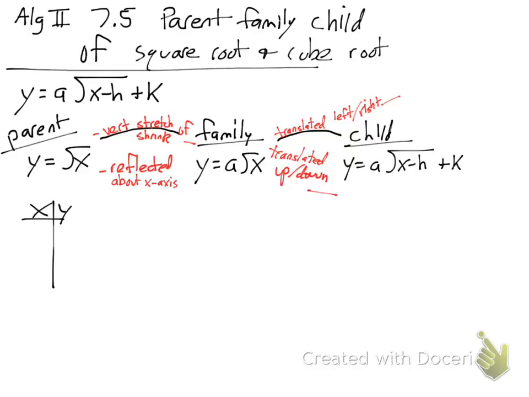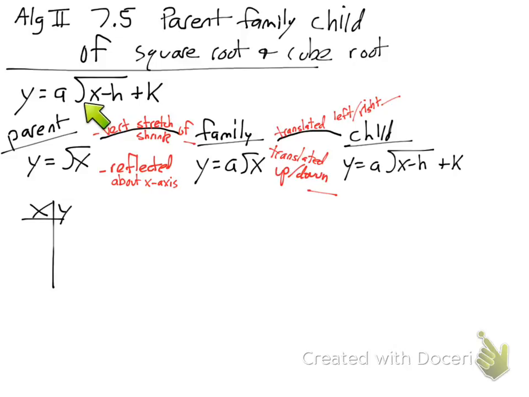Okay, what we have here is Algebra 2, 7.5. It's graphing square roots and cubed root graphs. And I'm going to introduce the parent, family, child of this. So we're going to start off with the square root graph. So our square root graphs look like this.